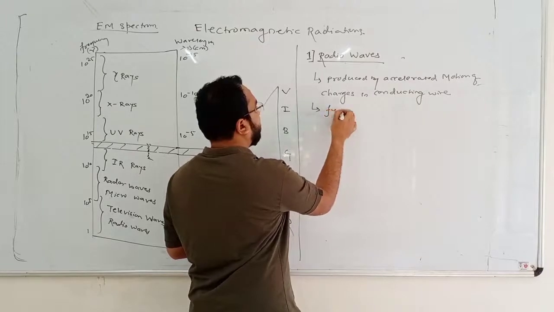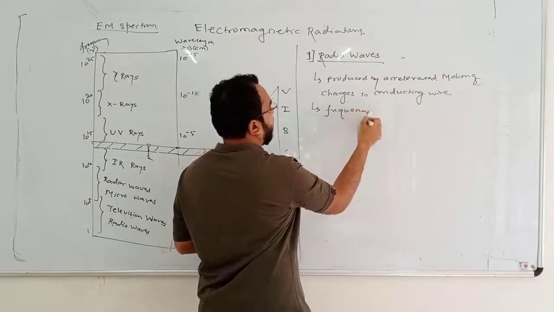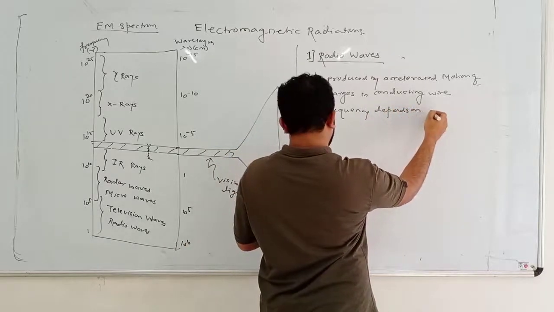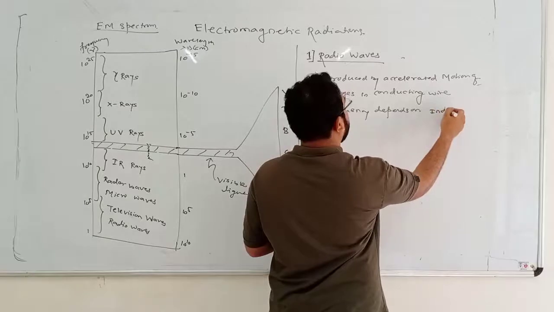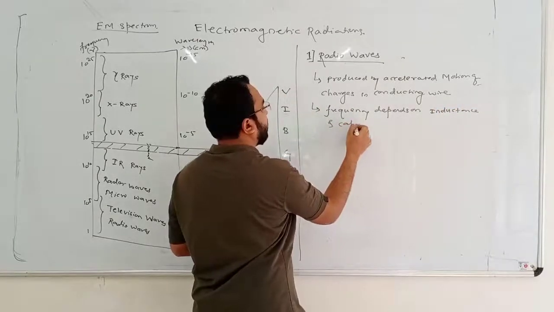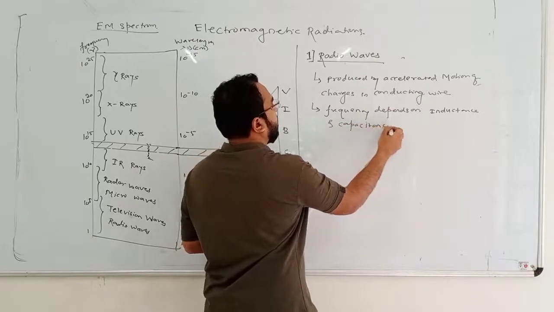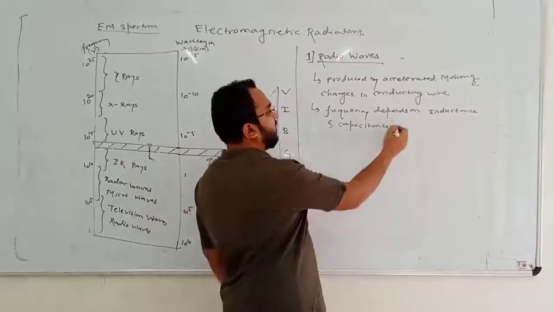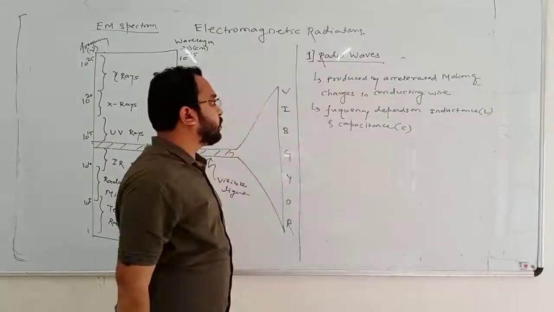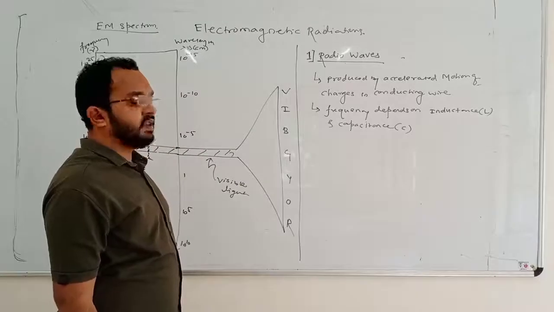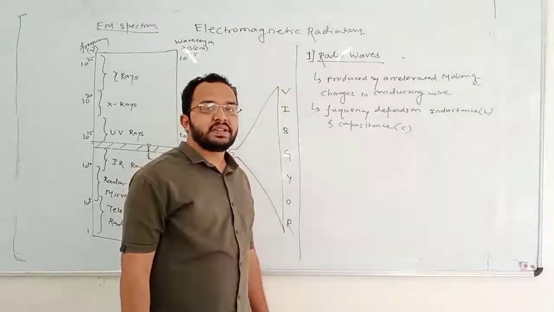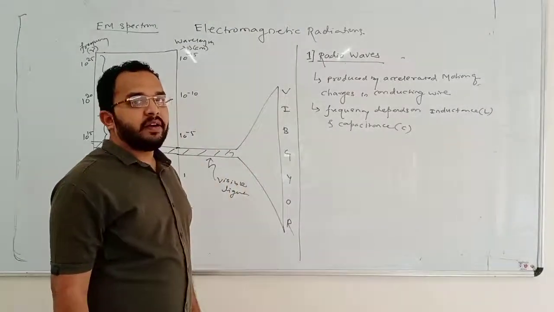Next point, frequency depends on inductance and capacitance. Inductance and capacitance we have seen in electromagnetic induction. Capacitance is denoted by C, inductance is denoted by L. On these two, the radio waves frequency is depending. So by using suitable inductor and capacitor, we can achieve the desired frequency.